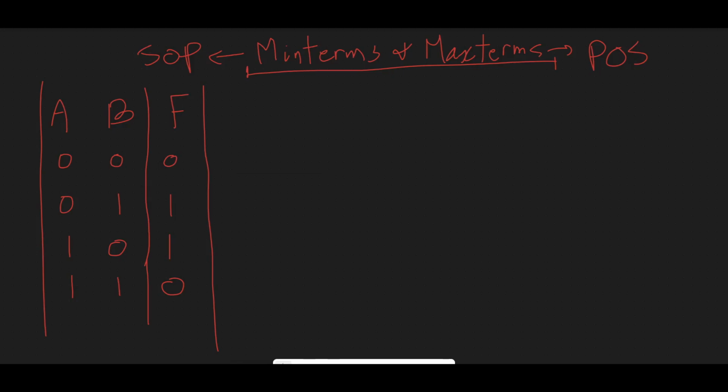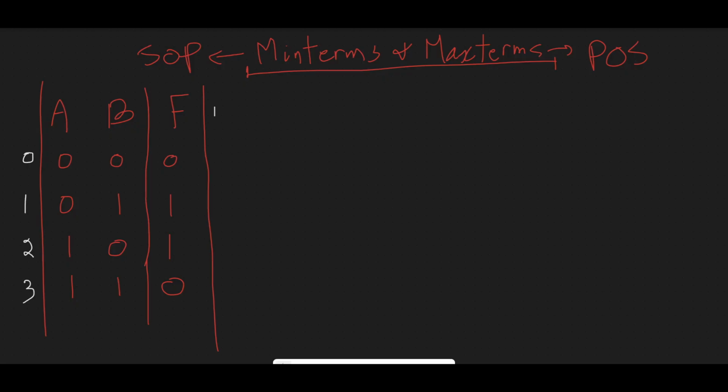Let's learn how we can obtain the minterm expression and the maxterm expression from a truth table. So if we take this simple XOR truth table with two inputs A and B and one output F, let's first number the rows. We can start with 0, 1, 2, and 3.